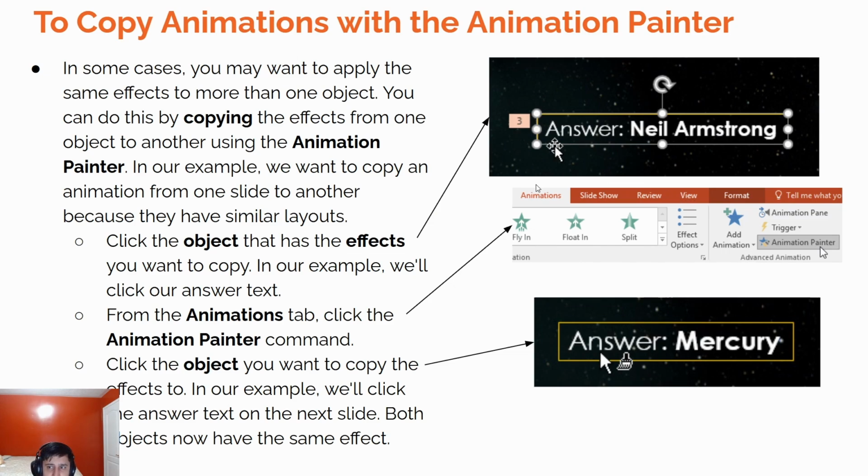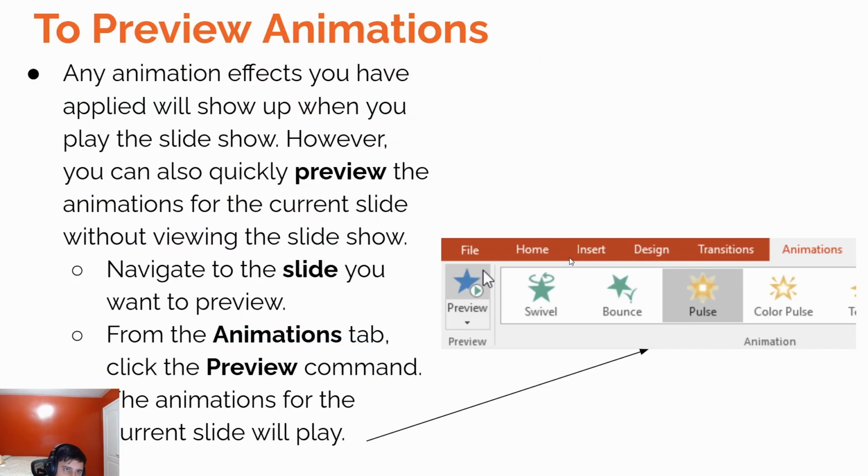To copy animations with the animation painter, again, sometimes we may want to copy and apply the same animation to another slide, right? We could do that by clicking the object that has an animation, and then we click on animation painter. Then we go to the object we want to copy the effects to and simply click on it and it will apply the animations by itself.